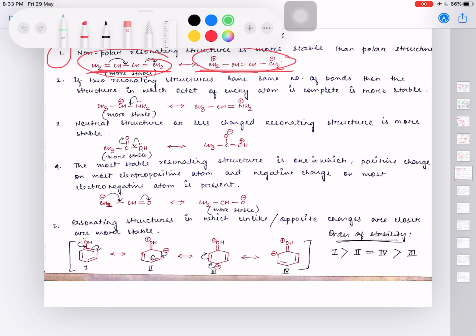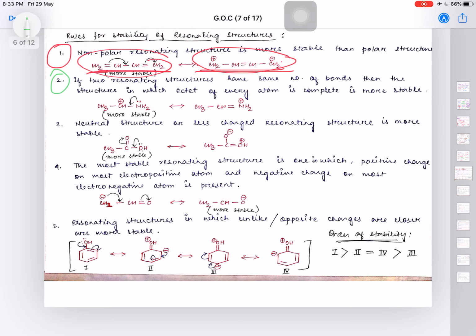Okay, the second rule says that if you have resonating structures which have the same number of bonds, then the structure in which all the atoms have the octet fully filled, means all the atoms obey the octet rule, that structure will be more stable. Now see, in the first structure, this carbon is having an octet, this nitrogen is having 1 2 3 4 5 6 electrons. Okay, 8 electrons. This nitrogen is also having an octet, but this central carbon atom is having 6 electrons. So 6 electrons means it does not obey the octet rule.